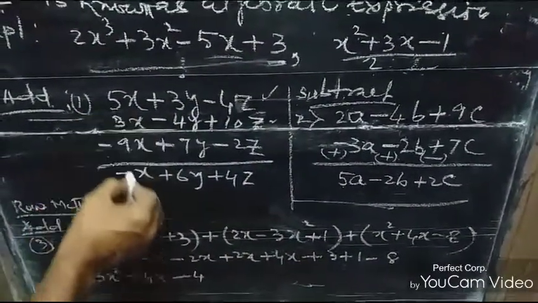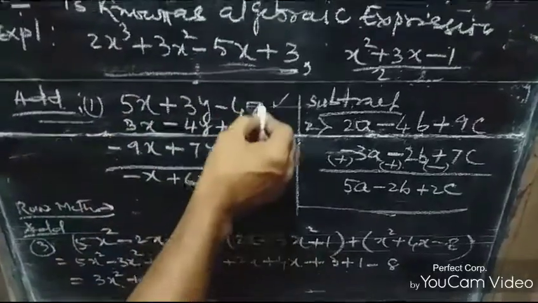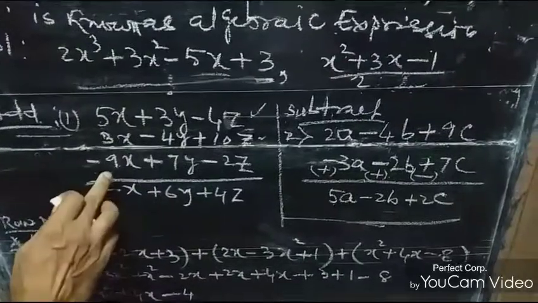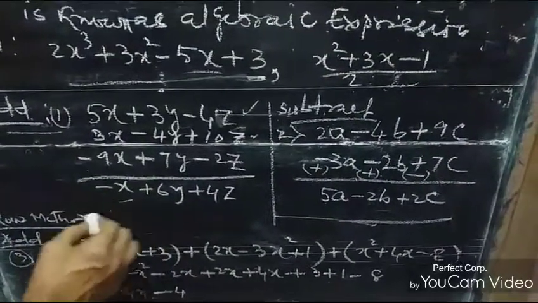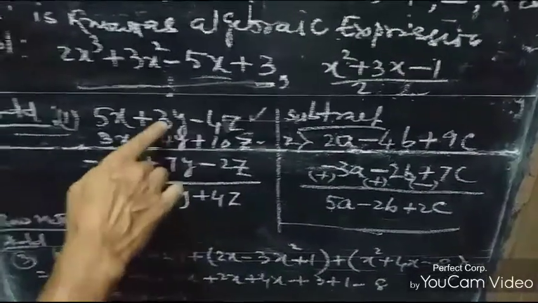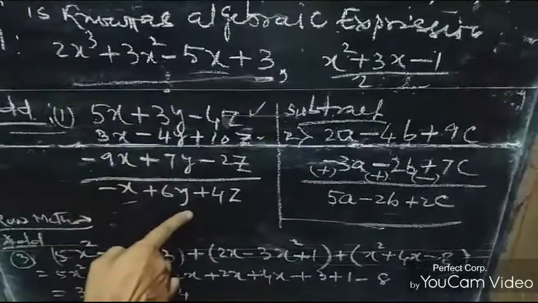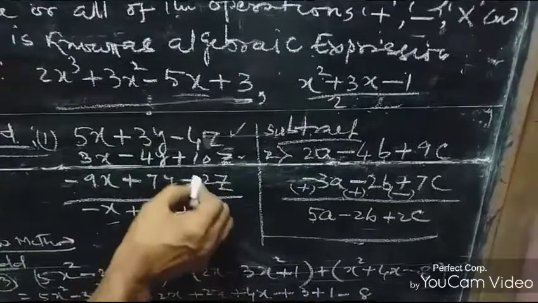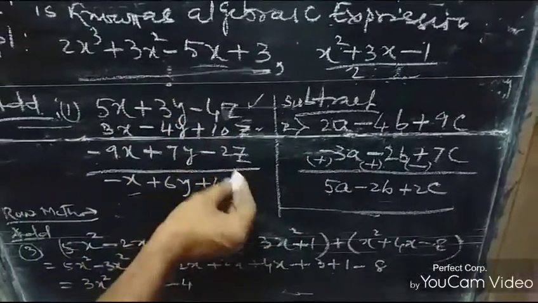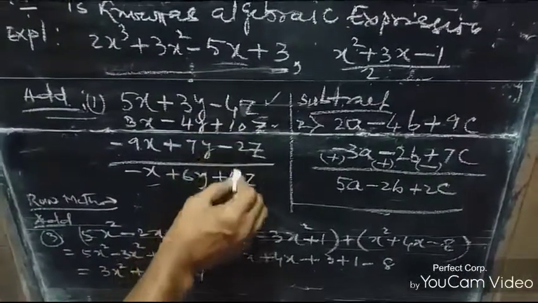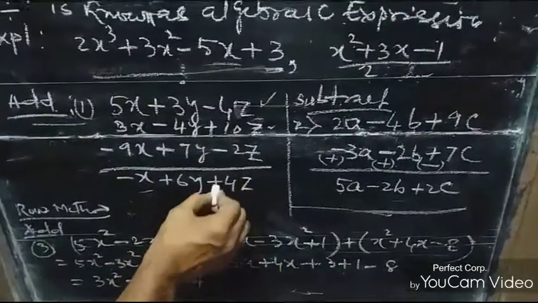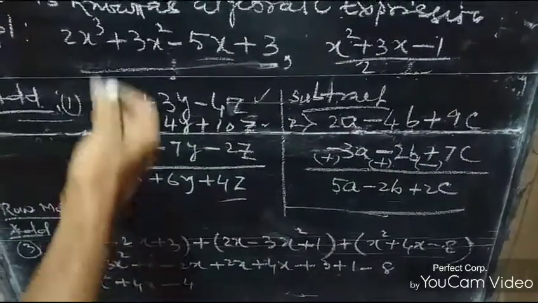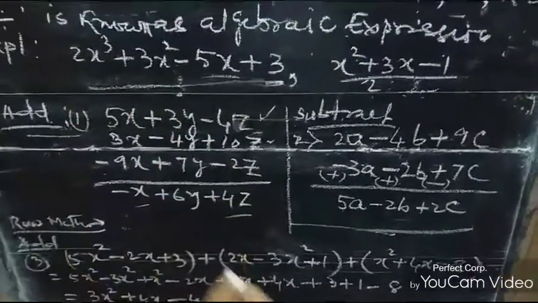So all these are like terms. Here 5 plus 3 is 8, that is plus 8, minus 9x equals minus x. And here 7 plus 3 is 10, minus 4, it is coming plus 6y. And this is minus 4 minus 2, this is minus 6z, and plus 10z, the greater sign will be coming, that is plus, and this is 4z. This way you can add with the help of this column method.